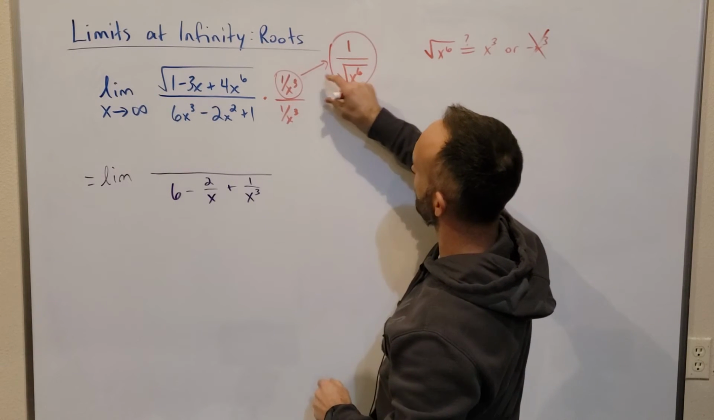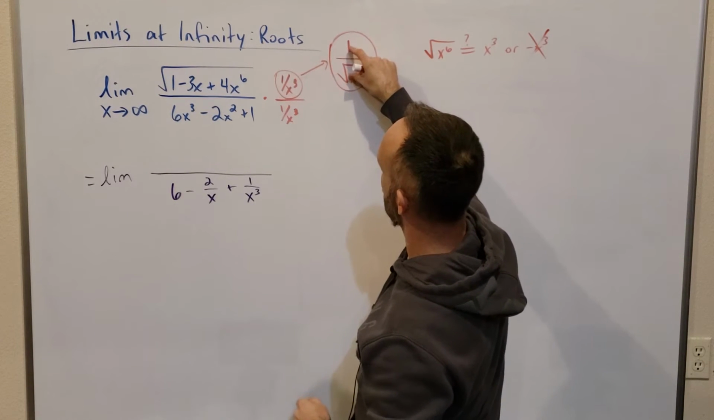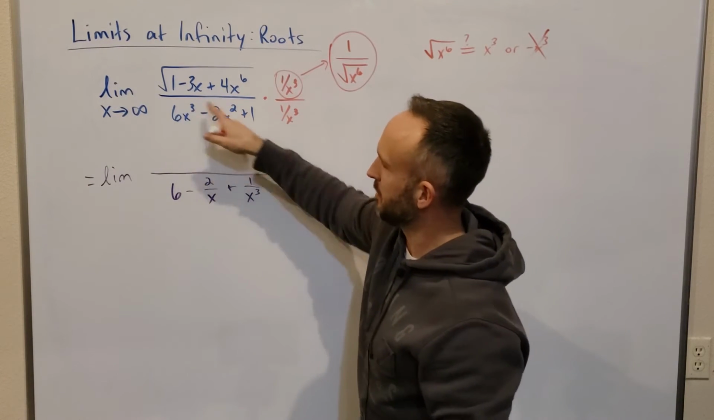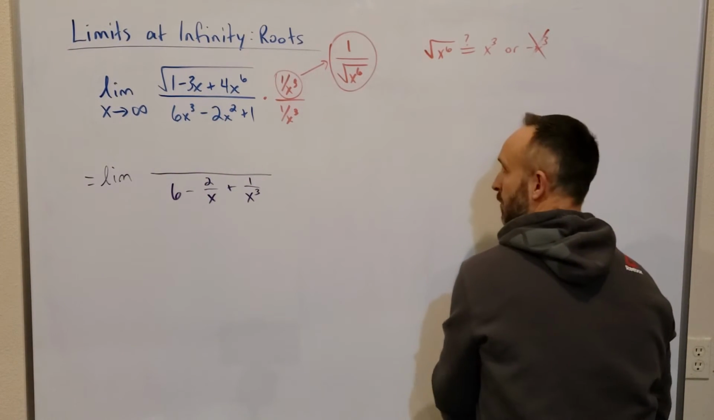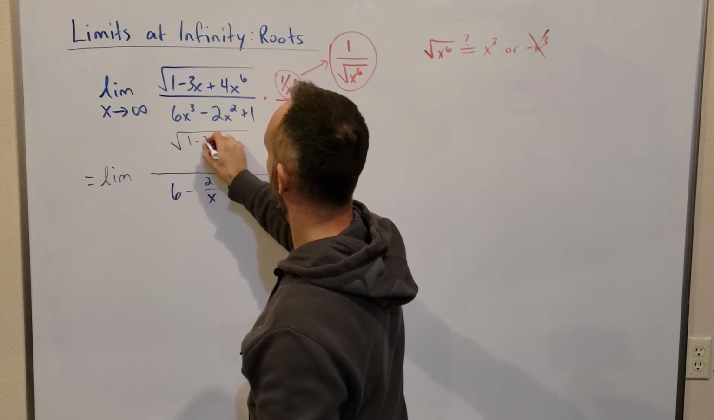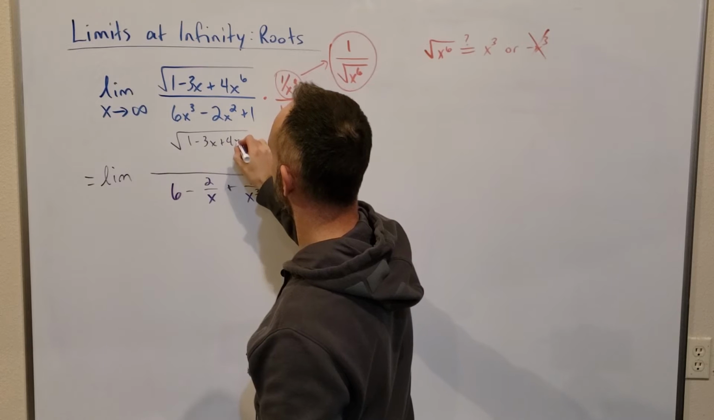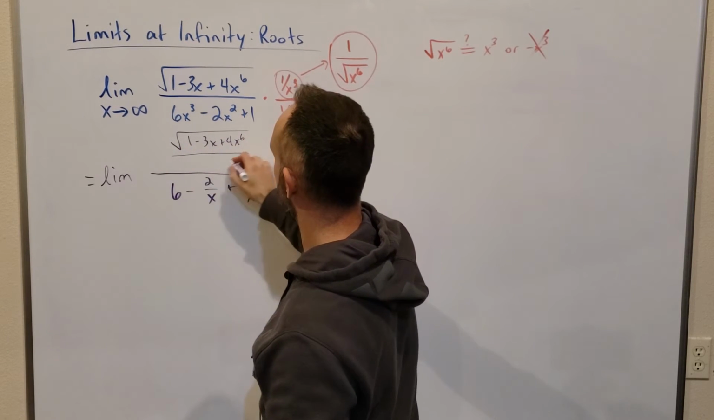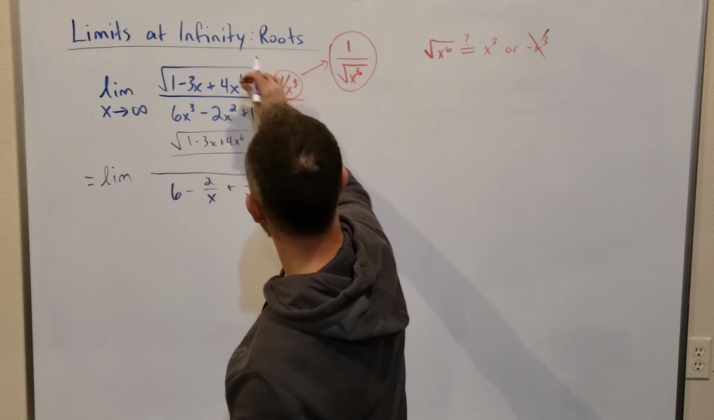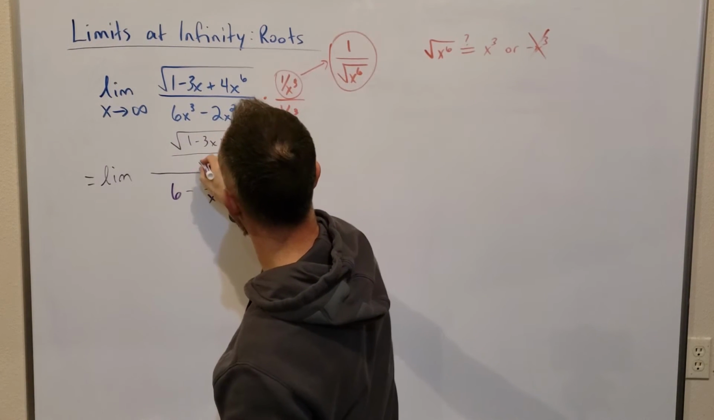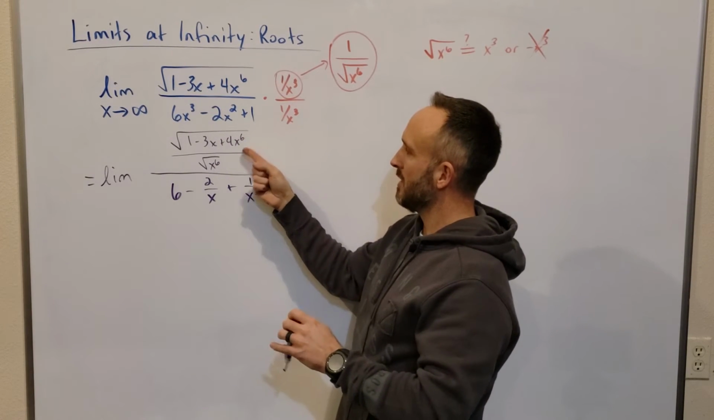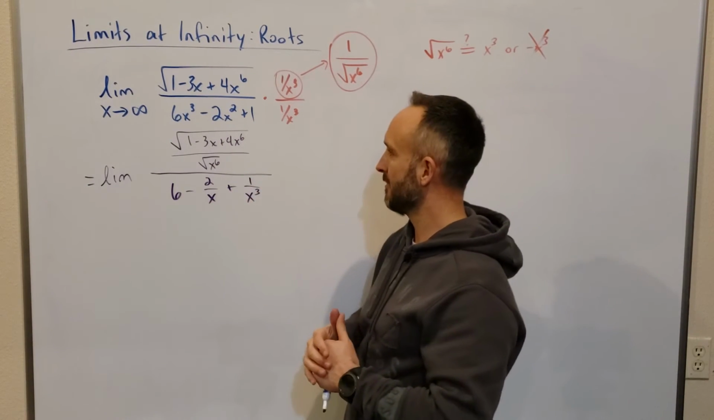So on top, we're going to consider this ratio as a square root to make it compatible with the square root. And on bottom, we're going to leave it alone because it's already compatible. But on the top, what we see is we end up with the square root of 1 minus 3x plus 4x to the 6th over the square root of, right, we're multiplying this ratio by the square root. So we're dividing the square root by the square root of x to the 6th. And now this is compatible to divide.